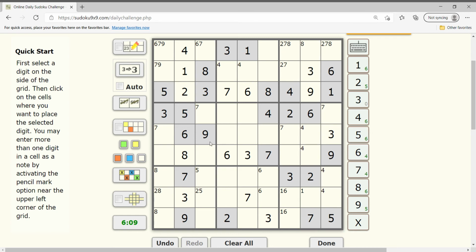Okay, so 9s and 6s make a matching pair down here. So this can be 6, 9. Actually, wait a minute. 9 can only go here. Okay, so this is 9. This is in fact 6. This is 1.